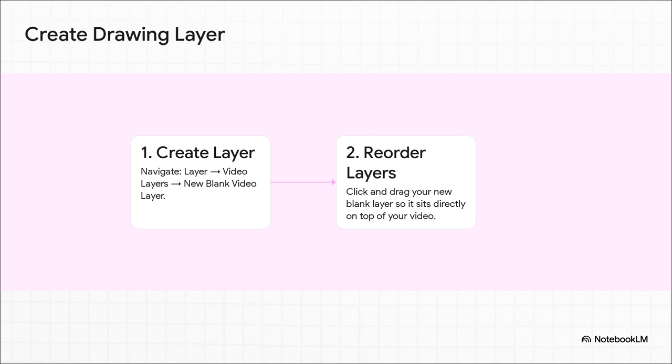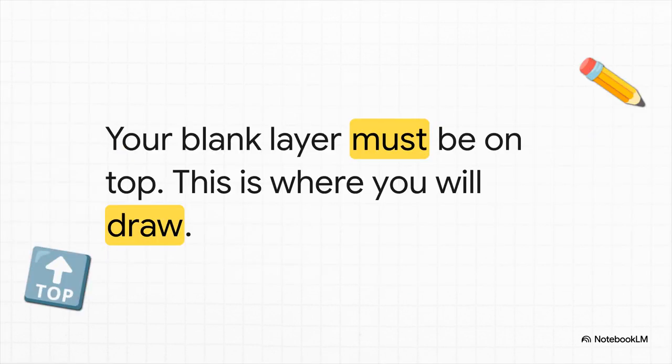A new layer will pop up, and all you have to do is click on it and drag it so it's sitting right on top of your original video layer. And that right there is the key to this entire thing. Your original video, that's your reference. And this new blank layer, think of it like a piece of tracing paper you're laying over a photograph. It absolutely positively has to be on top because that's where all of your drawing is going to happen.